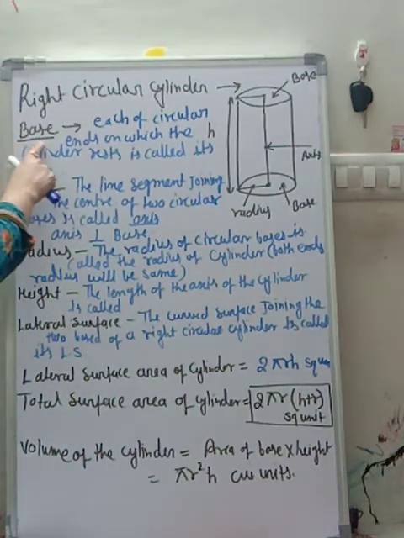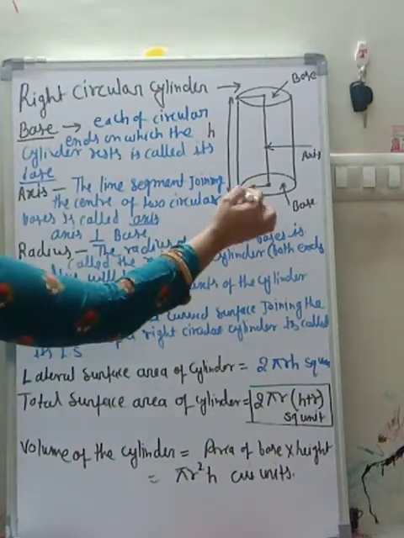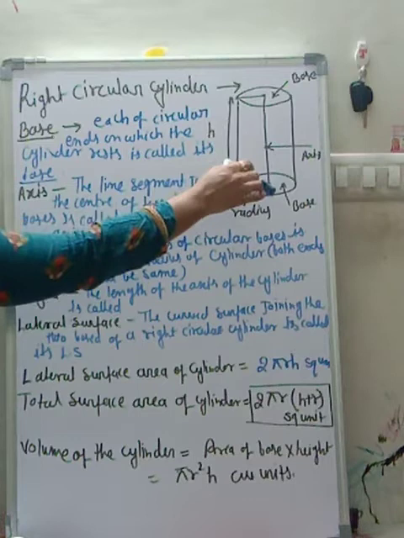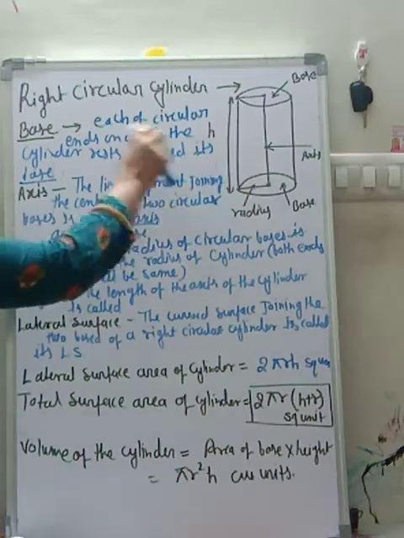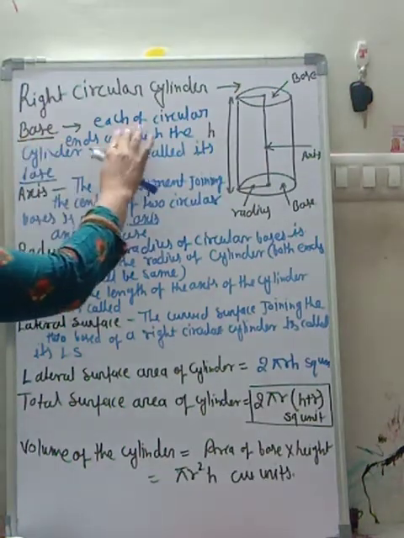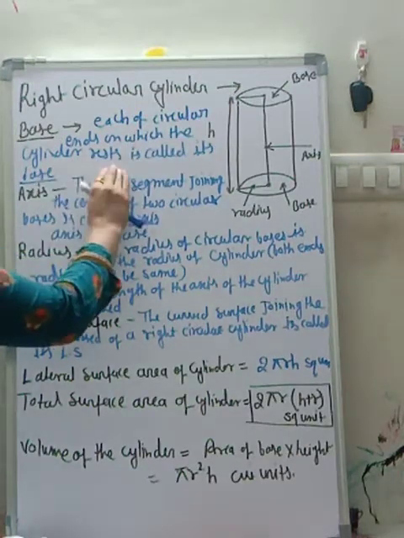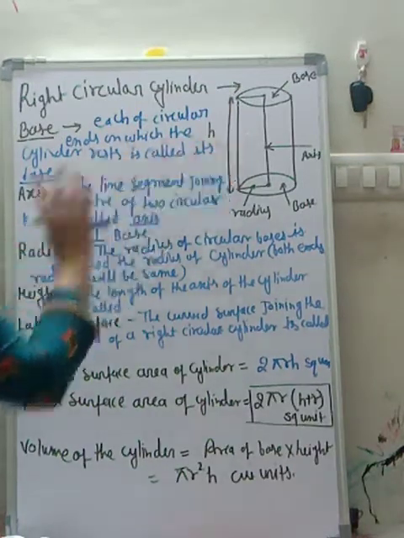The first is the base. The two circles are called the base. This is the top and the bottom, that is called the base. Each of the circular ends on which the cylinder rests is called a base.